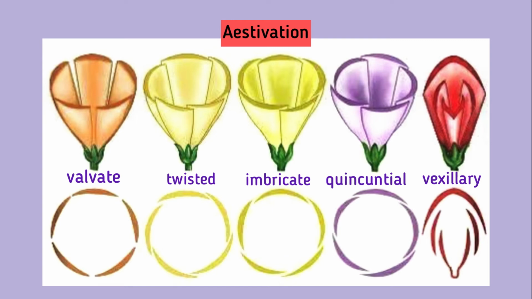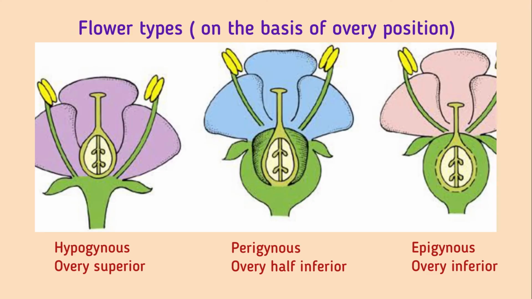Vexillary type, when five petals are separated into a large standard petal that overlaps two lateral petals, which in turn overlap the smallest anterior petals. There are three types of flower on the basis of ovary position. These types are hypogynous, perigynous, and epigynous flower. In case of hypogynous flower, the gynoecium is present above all other floral parts, and in this case the ovary position is superior.